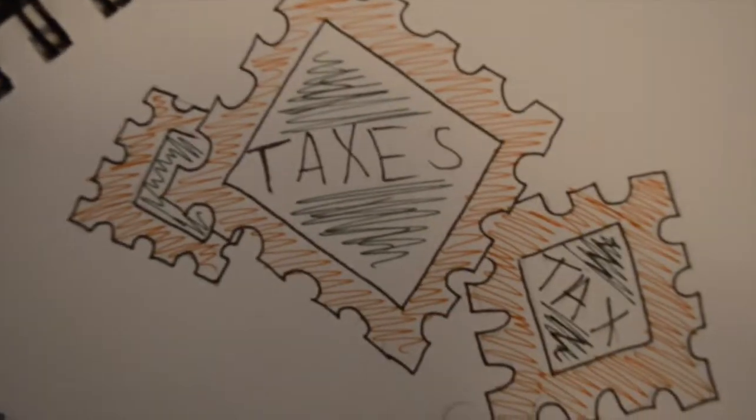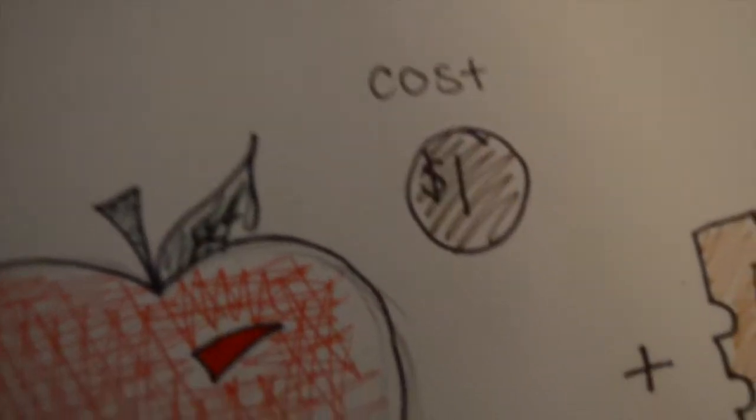For example, if someone wanted to buy an apple that cost $1, they would need to buy a stamp that cost 25 cents. They would then need to bring the stamp with them when purchasing the apple, so the total would come out to $1.25.